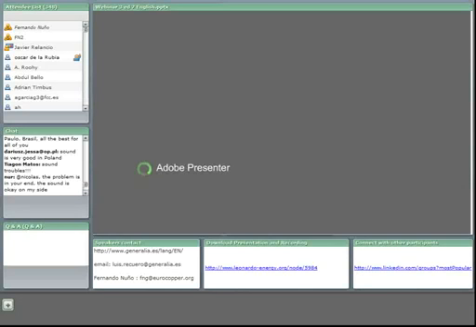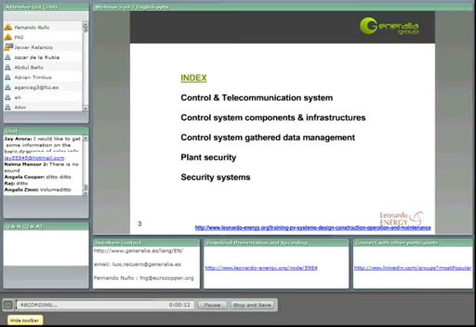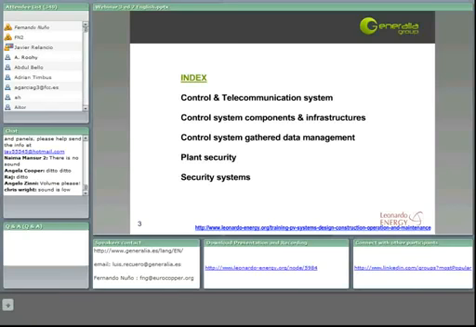and we will continue with how to manage the gathered data from the control system, and finally we will talk about the plant security, studying the different security systems. So, during the first chapter, we will talk about the control and telecommunication system.